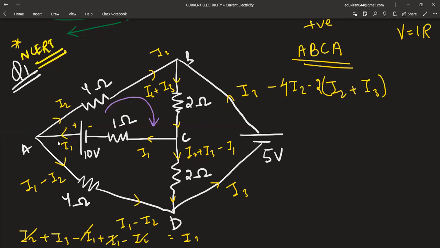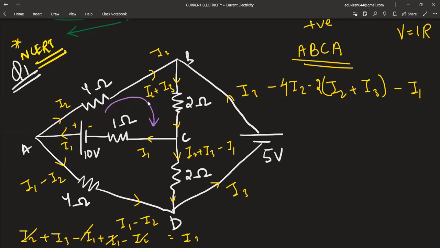Come to C to A. This is the last branch left in this entire loop. So if I am going from C to A, two things I am able to see. One is the resistor. Second, I am able to see the cell. For the resistor, we use Ohm's law, V is equal to IR. What is the current in this branch? I1. What is the resistance? 1 ohm. So that is simply 1 into I1, which is minus I1.